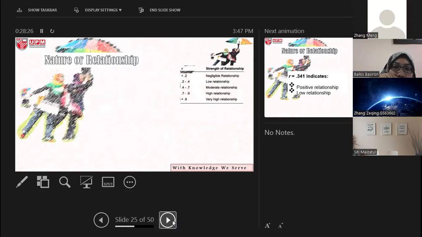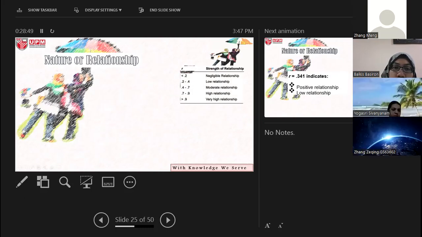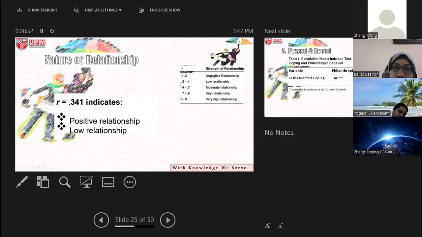Now, based on correlation r equals 0.341, what can we interpret? We refer to our Guilford rule of thumb. These are the values: lesser than 0.2, 0.2 to 0.4, 0.4 to 0.7, 0.7 to 0.9, then larger than 0.9. So r equals 0.341 falls within the range of 0.2 to 0.4.